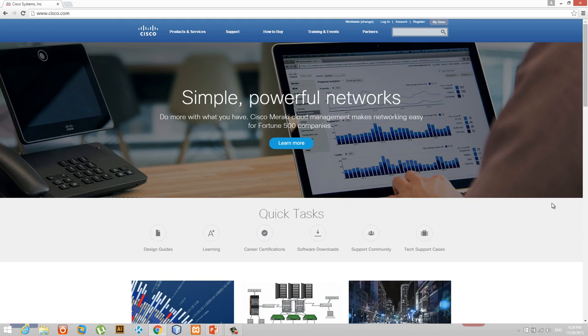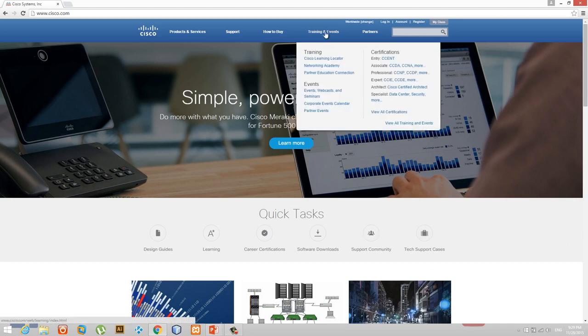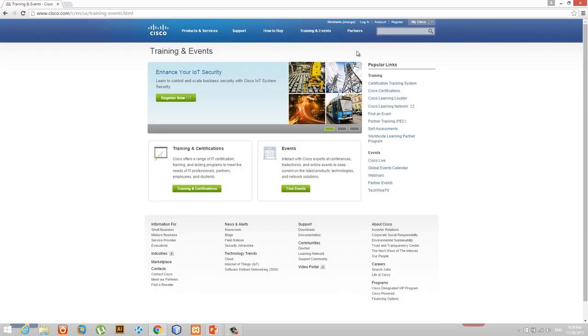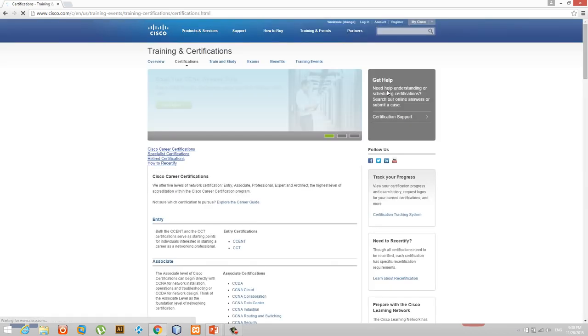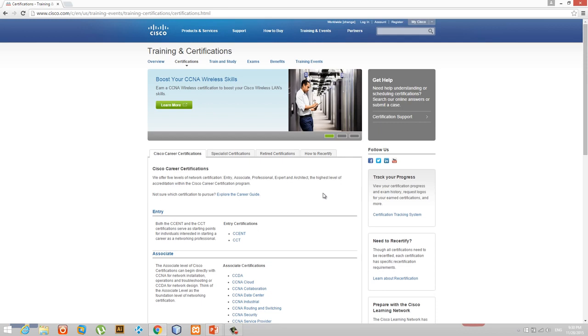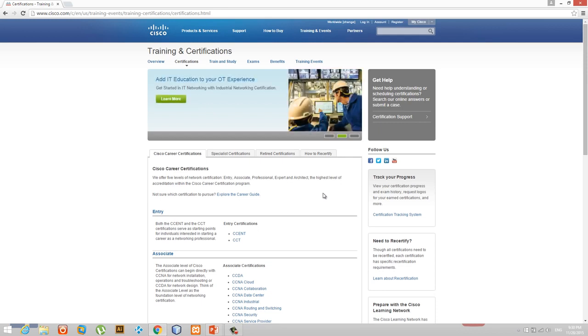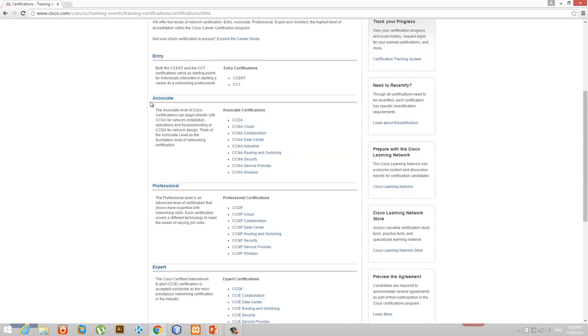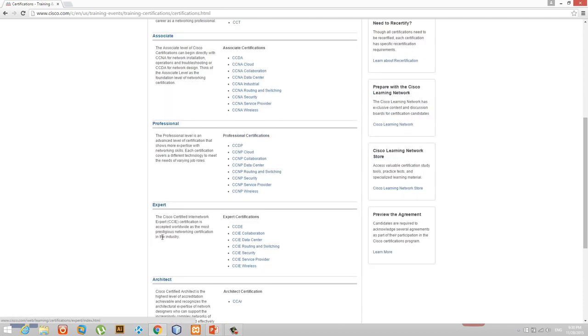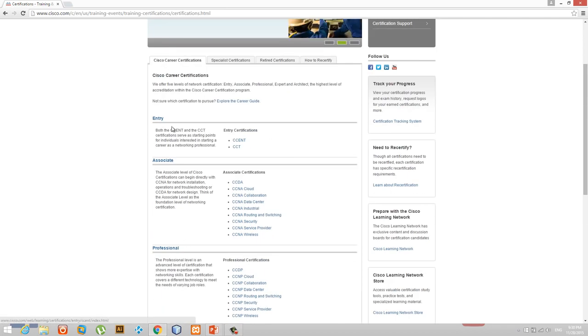All right, go into Cisco's website by going to www.cisco.com. Then on the top navigation pane, click on Training and Events, and then click on Cisco Certification on the right popular links. Now this page gives you a snapshot of all the certifications given by Cisco. So we have different levels: the entry level, associate level, professional level, expert level, and the architect level. The entry level has certifications like the CCENT and the CCT, that is Cisco Certified Entry Network Technician.